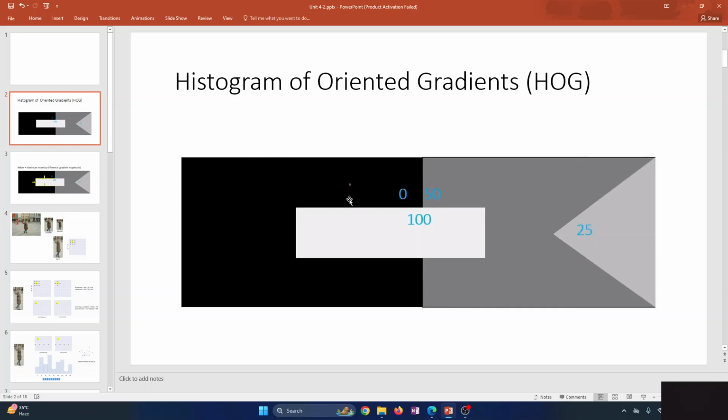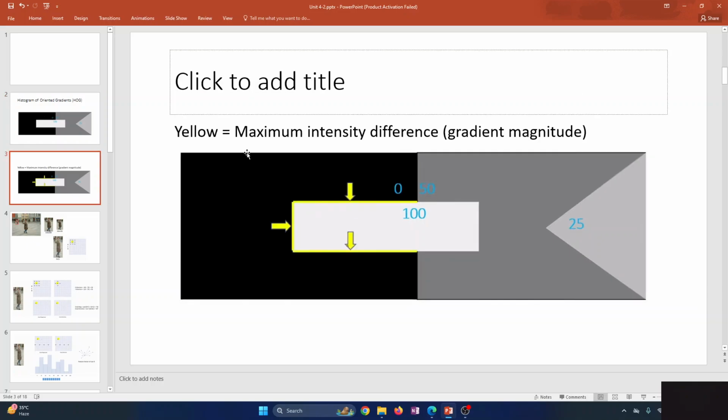So what HOG does is it calculates the intensity differences. For example, 0 to 100, so there will be 100 units of intensity change. So the gradient magnitude will be 100. It considers the modulus, the positive value. So if you are doing 0 minus 100, even if you are getting minus 100, we are only going to consider the magnitude, the plus value. So that will be counted as plus 100.